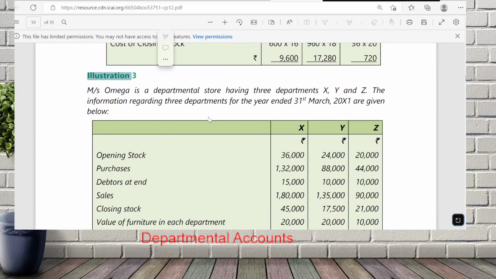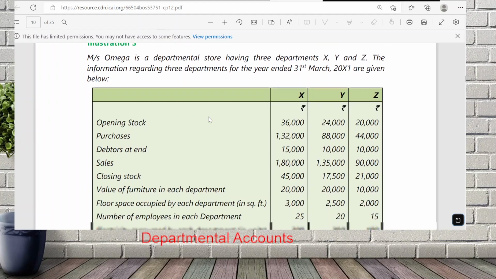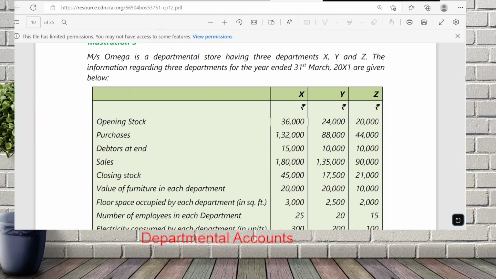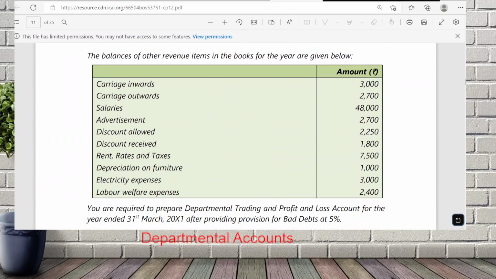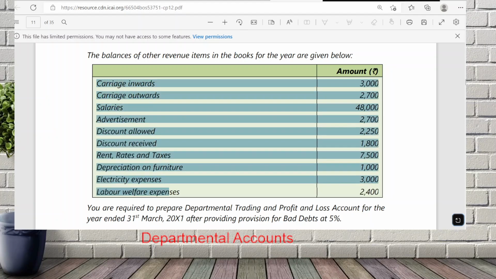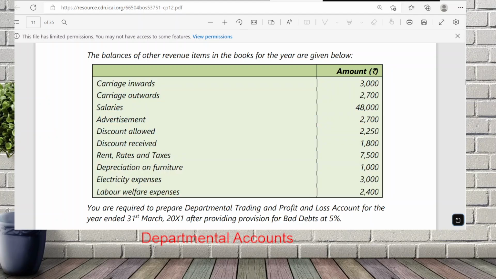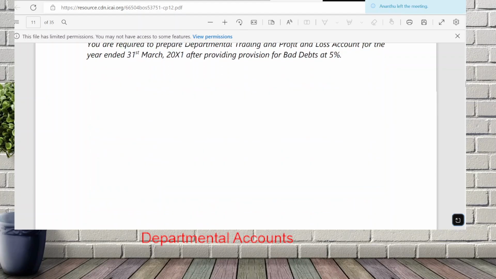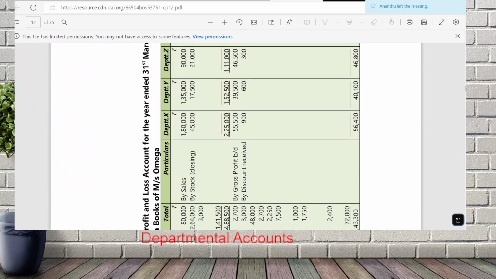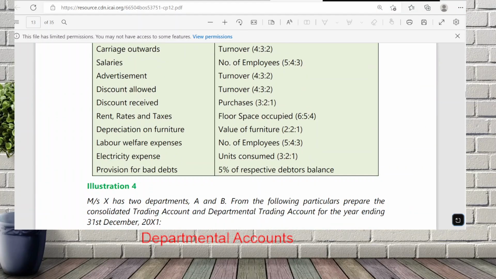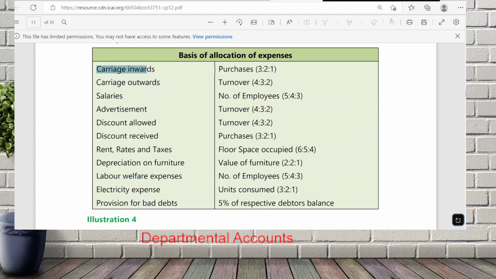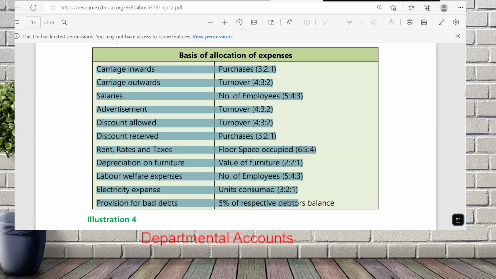This question number 3 is like the first question that we have done. We are given opening stock, purchases, debtors at the end, sales, closing stock. Value of furniture, floor space, number of employees, electricity consumed is given to us. Then various expenses, and provision for bad debts at 5%. They would have done the trading account and P&L account by apportioning the expenses, and they would have given the basis of apportionment also. Carriage inwards, carriage outwards, and the logical basis is given.